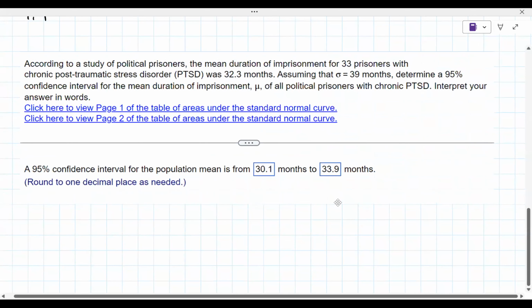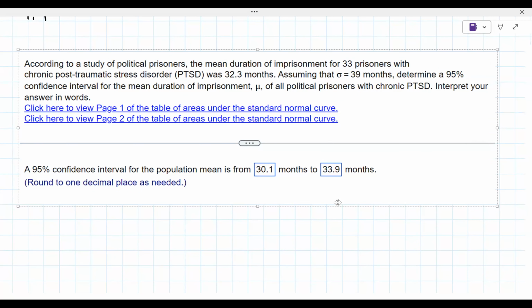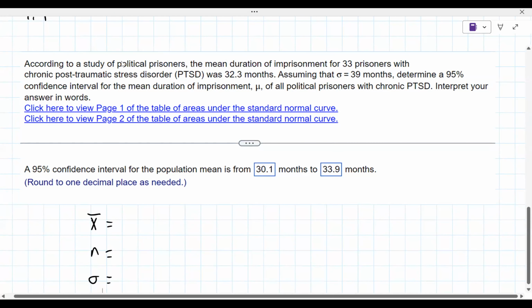All right. Okay, here we go. It says, according to a study of political prisoners, the mean duration of imprisonments for 33 prisoners with a chronic post-traumatic stress disorder, PTSD, was 32.3 months. Assuming that sigma equals 39 months, determine a 95% confidence interval for the mean duration of imprisonment mu. All right, can you tell me what X bar, N, and sigma are from this passage?